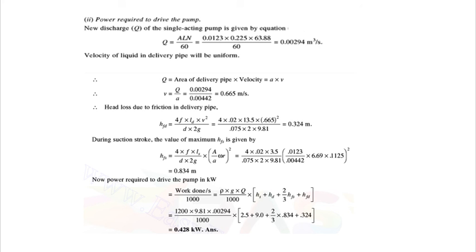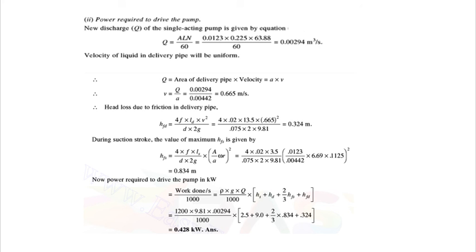Q, discharge, is equal to area of delivery pipe into velocity. With the help of this formula, we had calculated Q here. The area is given in the question because the diameter of the delivery pipe is given. So with the help of that delivery pipe diameter, we had calculated this area. So we can calculate the velocity. The velocity of the fluid in the delivery pipe is 0.665 meter per second.